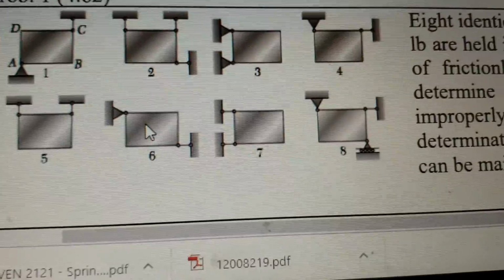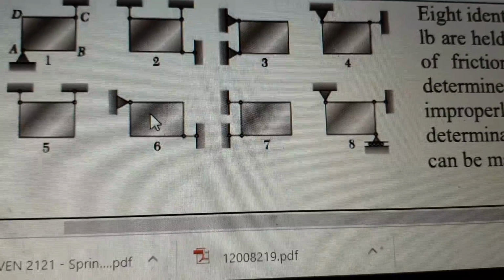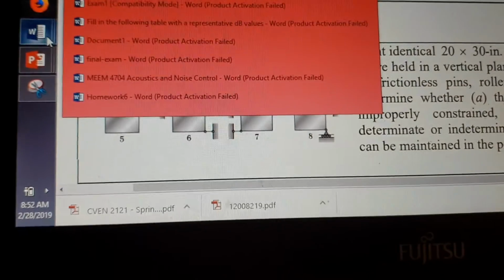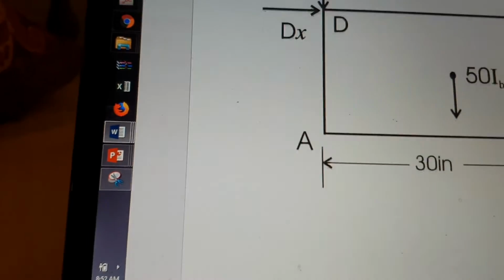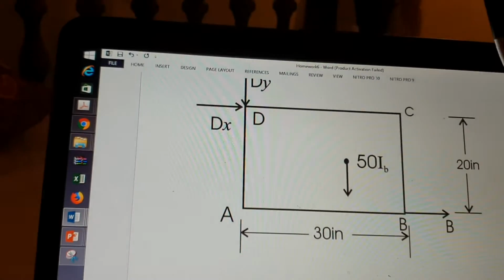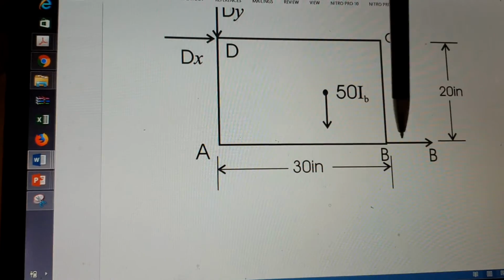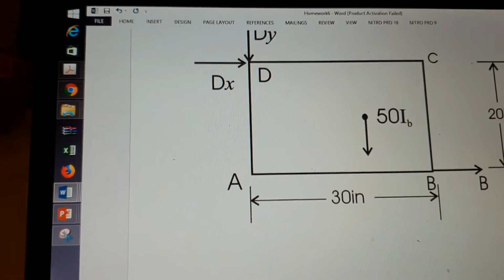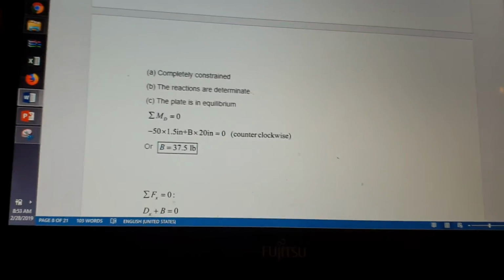Number 6 is, here you'll have 2 unknowns, and you'll have 1 unknown here in the tension. So there's 3 unknowns and 3 equations. If you take moment at this point, you could find B. And if you take summation of forces at the x, you could find Dx because this is known. If you take summation of forces at the y, you could find Dy because there is a force here. So completely constrained, the reactions are determinate.